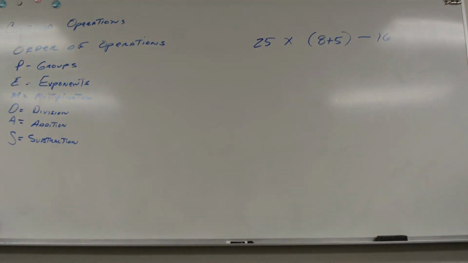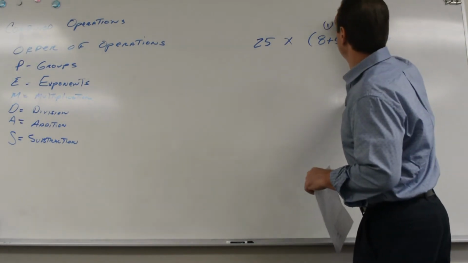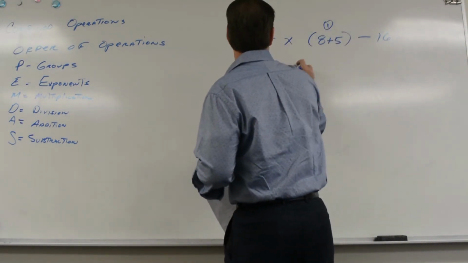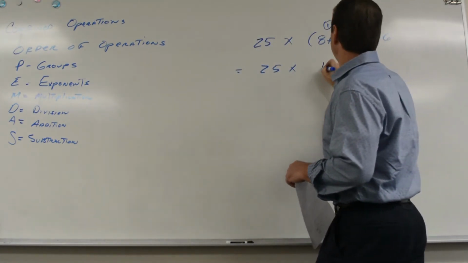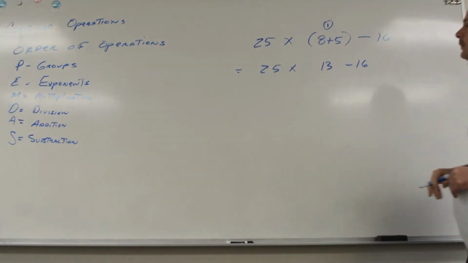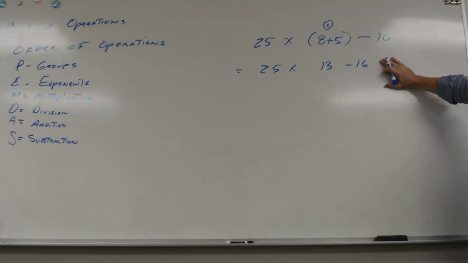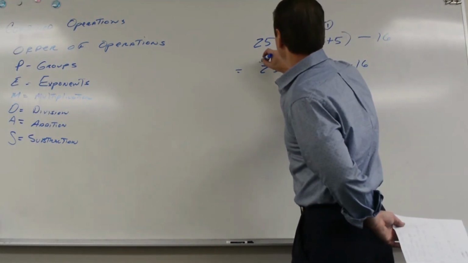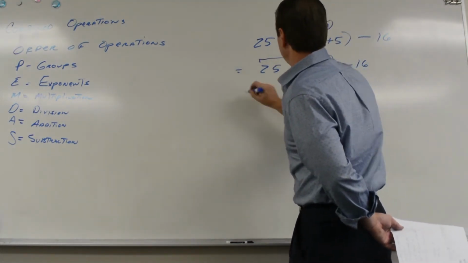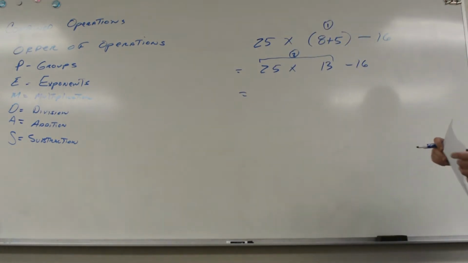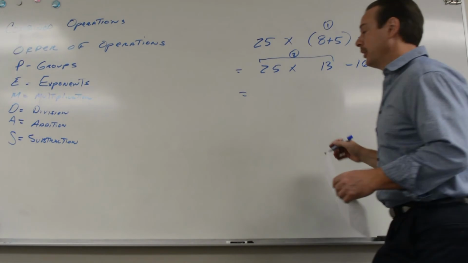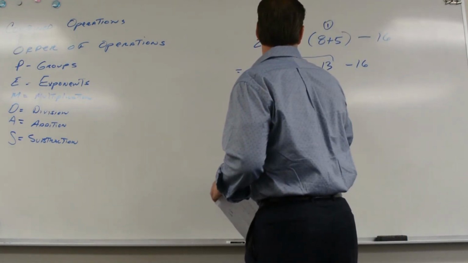Okay, we start at the top of our list again. Are there any groupings? Yes, right here. So this is going to be 25 times, this is going to give us 13 minus 16. Okay, we just handled the groupings. Are there any exponents in this? No. Okay, we don't have to do that. Is there any multiplication? Yes, right here. 25 by 13. So 25 times 13 is 325 minus 16.